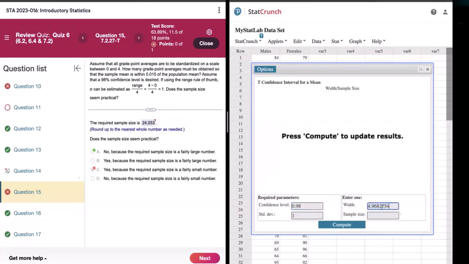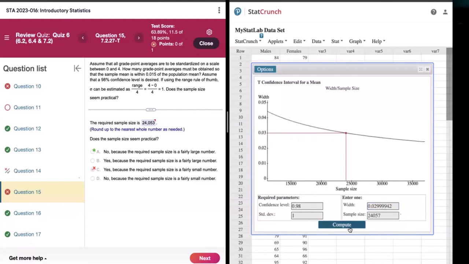We have a width of... so the range rule of thumb is 1. That means the standard deviation is 1. Okay, that's good. The width is within 0.015. It's double that. It's actually 0.03. And then compute.